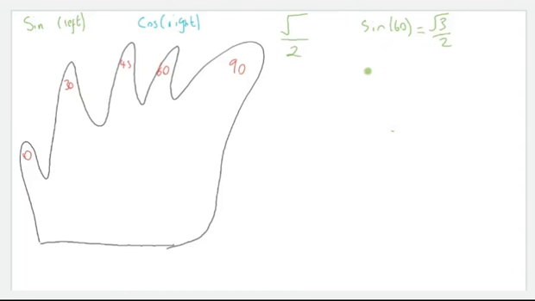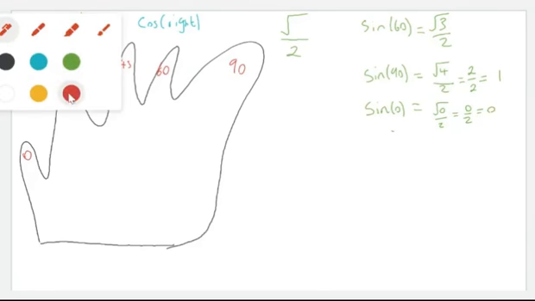If I wanted to work out sine of 90, there are 4 fingers to the left. So that's the square root of 4 over 2. But that can be simplified because the square root of 4 is 2. So it becomes 2 over 2. And that's just the same thing as 1. If I had sine of 0, for example, that would be square root of 0 over 2. But the square root of 0 is just 0. So 0 divided by 2 is just 0.